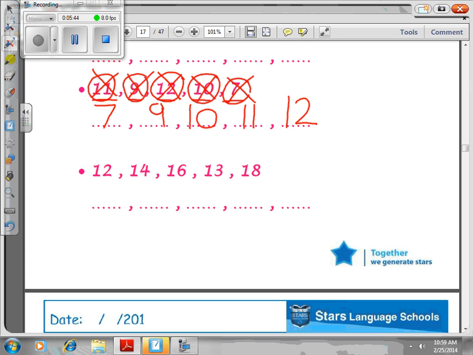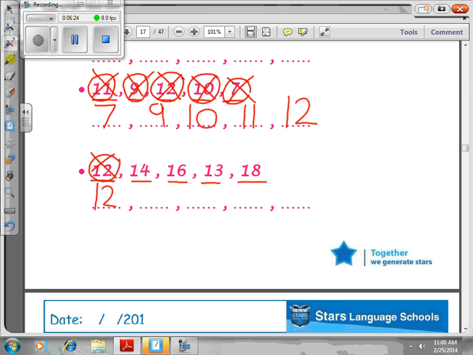Let's have the next example. I have here numbers 12, 14, 16, 13, and 18. Which is the smallest number from these numbers? The smallest number is 12. 12 is the smallest. So I write down 12 and I cross 12. I have here 14, 16, 13, and 18. Which is the smallest number?